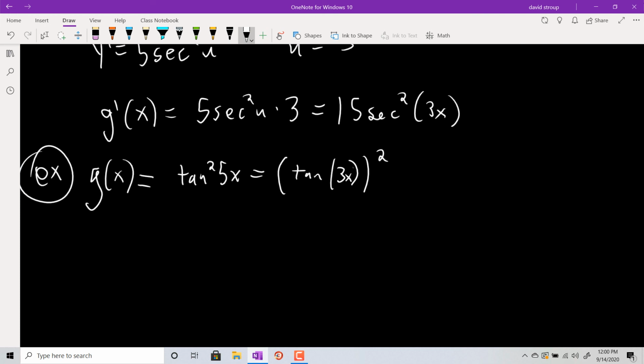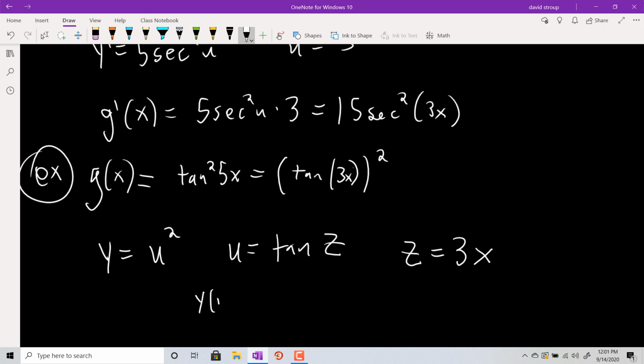If you do the u substitution idea, you go y equals u squared, the outer part, and then u would be something like the tan of z, so you have to add in another variable to handle it, and then z would be something like the 3x part. And if you compose all 3 together, so y of u of z, you should get the tan squared 5x. Okay, so you're plugging in the 3x for z and for u of z, and then plugging in tan 3x into y would give you tan 3x squared. So you should be able to rebuild your original function if you compose all 3 of these.